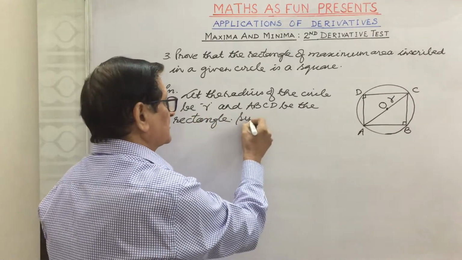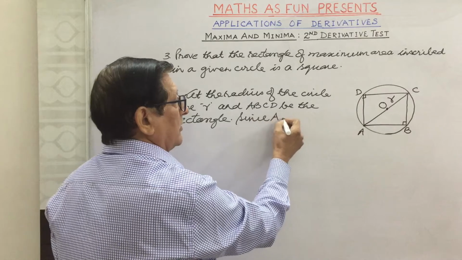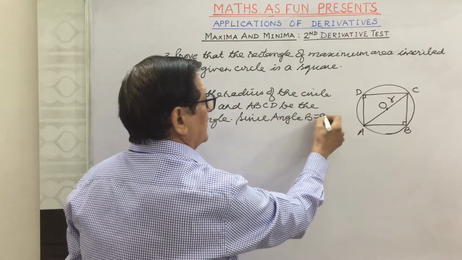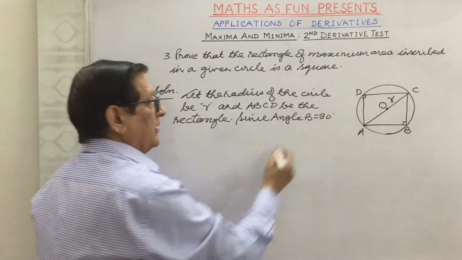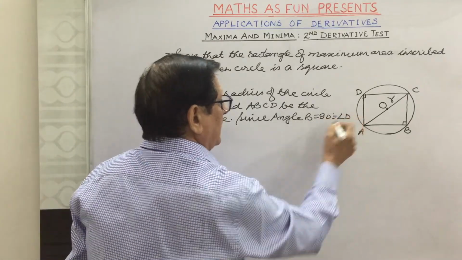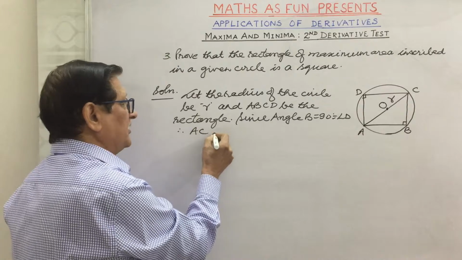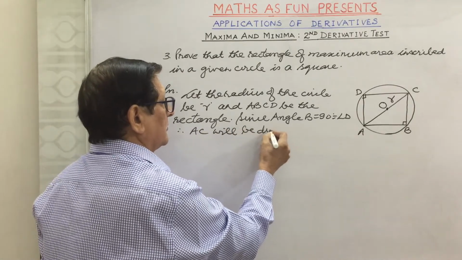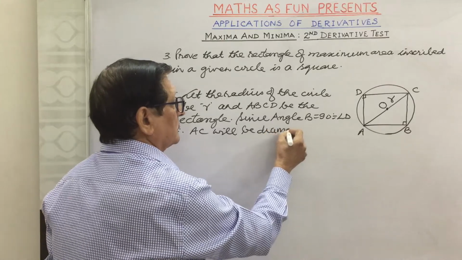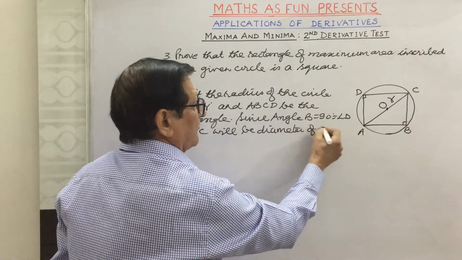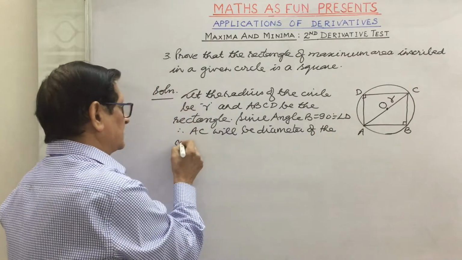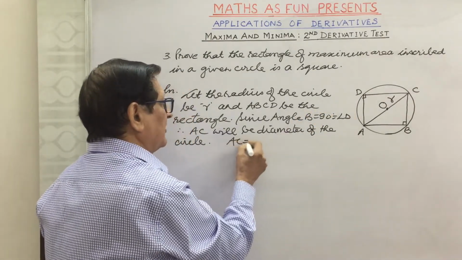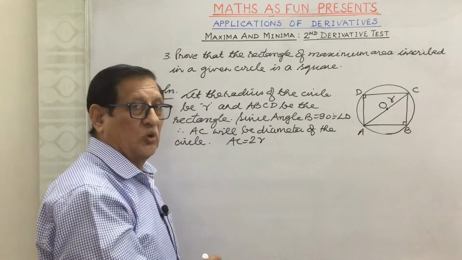Now we will write, since angle B is equal to 90 degrees is equal to angle D, therefore AC will be the diameter of the circle. If R is the radius, then AC will be equal to 2R.